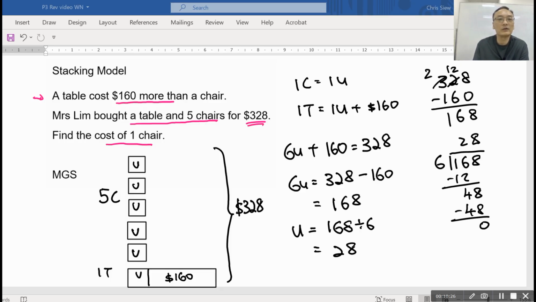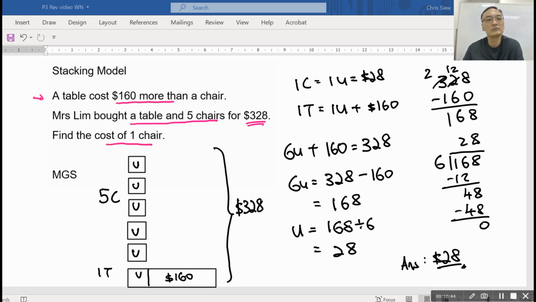So we're looking for the cost of 1 chair, and we know that each chair is 1 unit. We found our answer. It is equal to $28. So therefore, we can put over here the answer. The value of each chair is $28. So that's how we arrive at the answer.